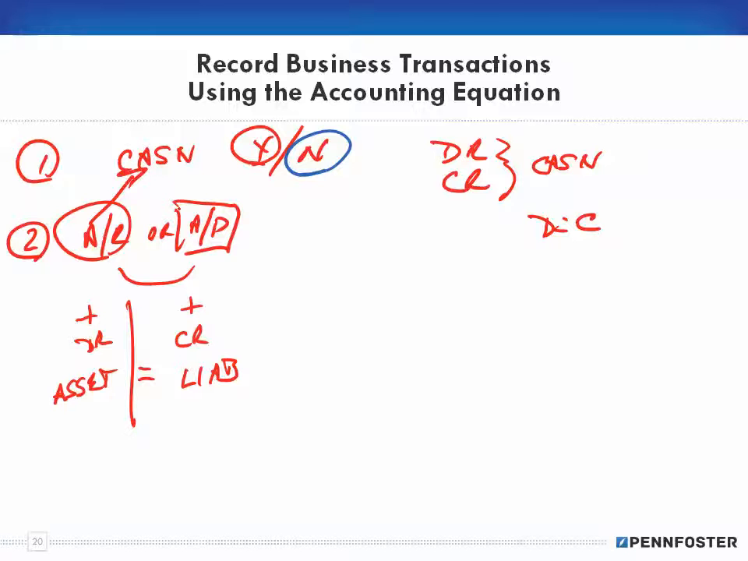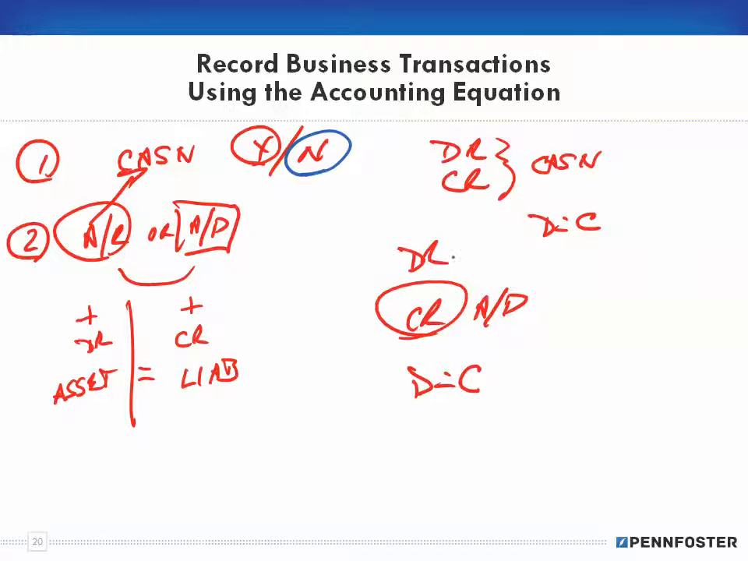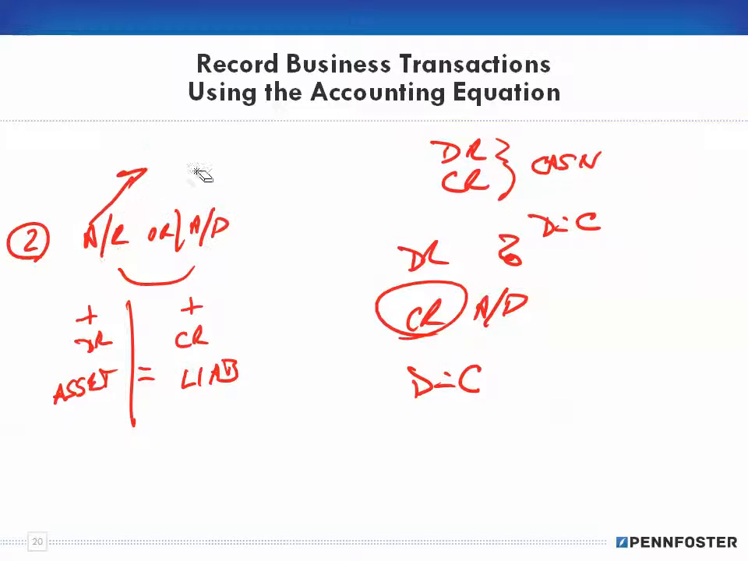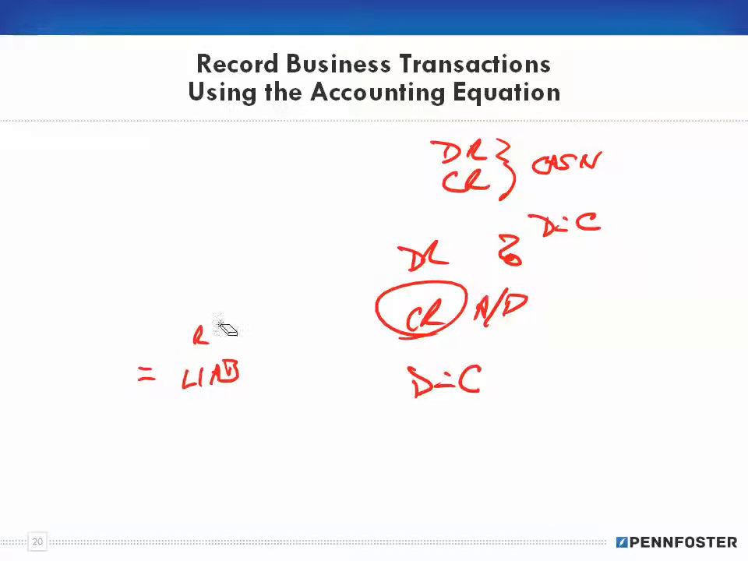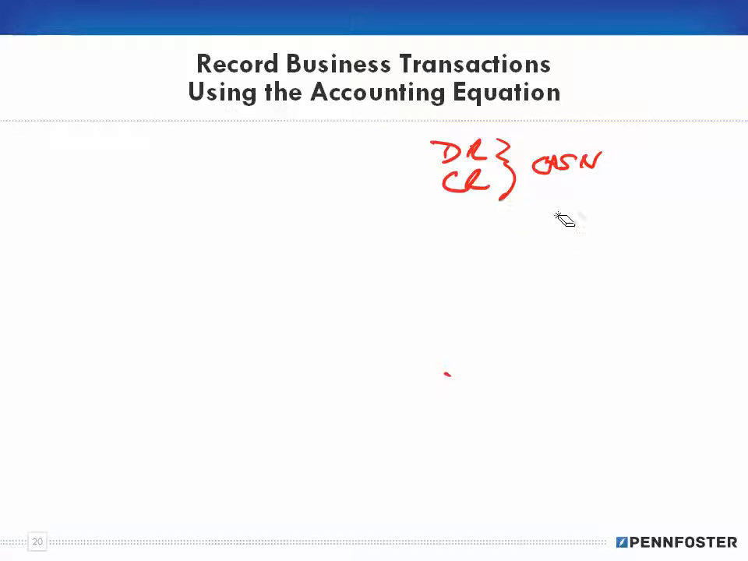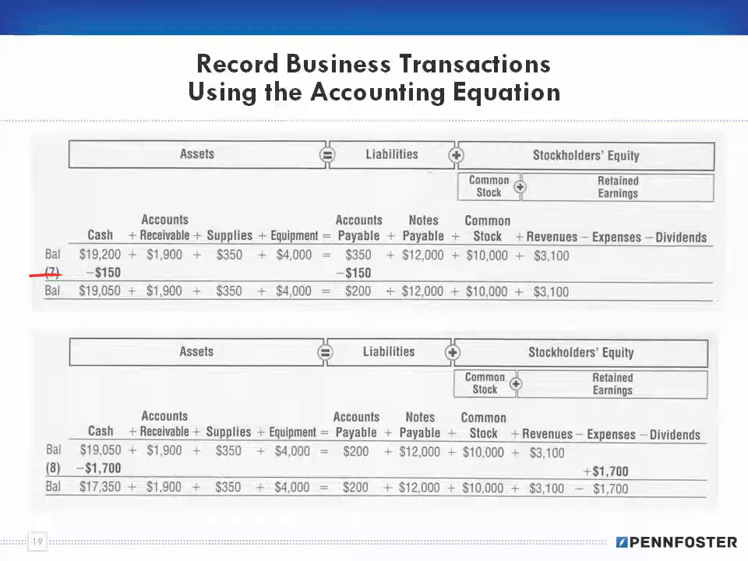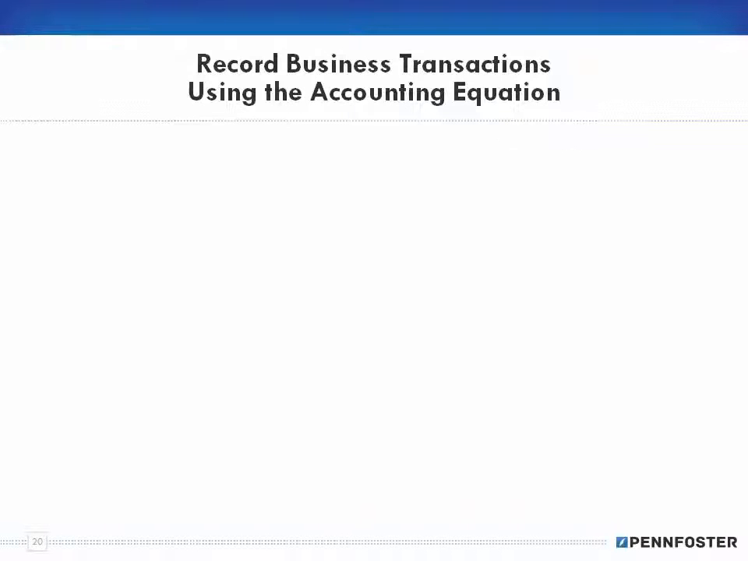So let's say I credit accounts payable. Then since debits must equal credits, and I have a credit, that means I need to debit something else. I have to then look to find out what I'm going to debit. But this transaction is slightly different. We are paying off a part of our accounts payable, paying off money that we owe, for $150.